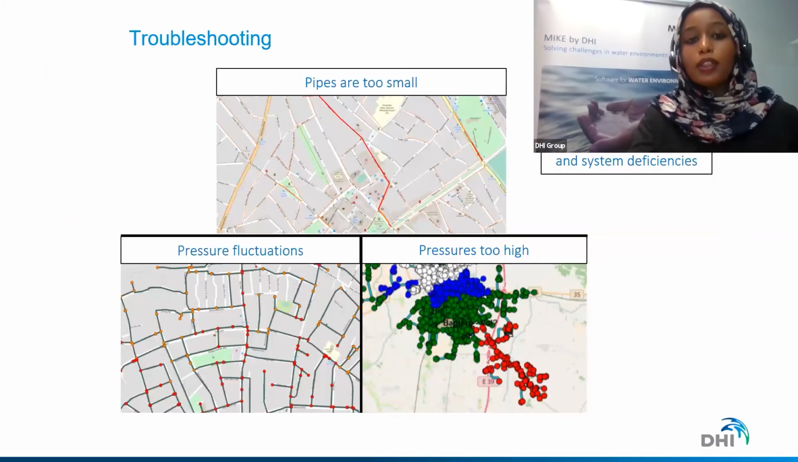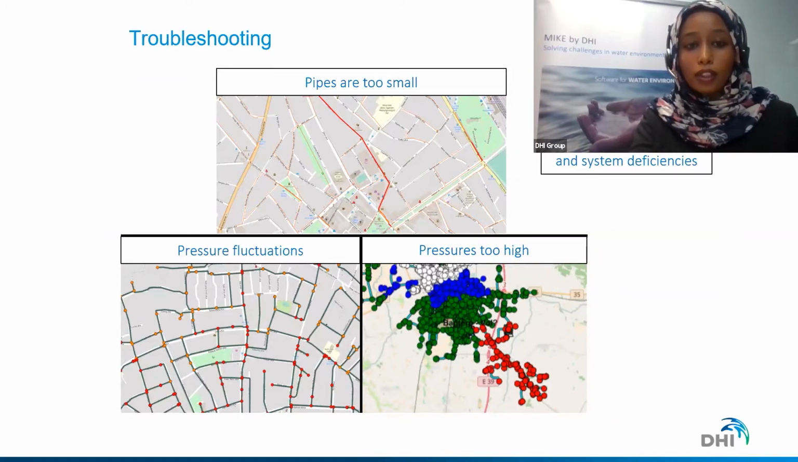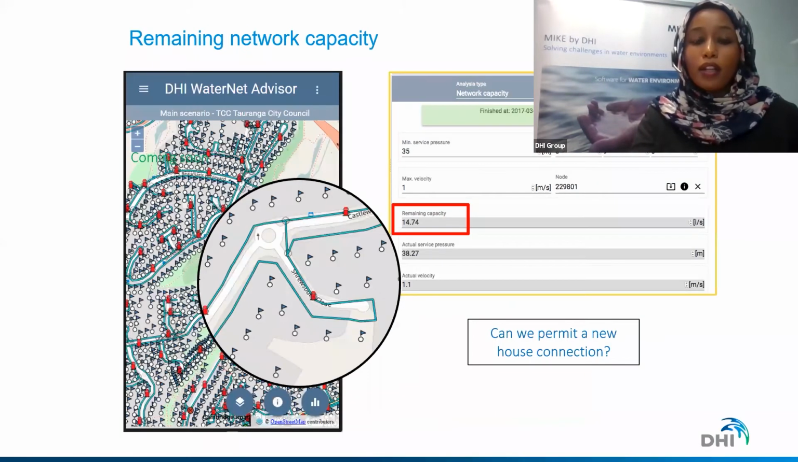So here are just basically a few examples of what you can see from the interface if you run a hydraulic simulation. So you get a quick idea about how your network is actually operating. You get an idea about the bottlenecks in your network, where you have small pipes, areas where you have high or low pressure, and pressure fluctuations as well. Another thing is, as I mentioned, the remaining network capacity. So if there is a new development or a new house to be connected to your network, you can see if you have enough capacity in your network.